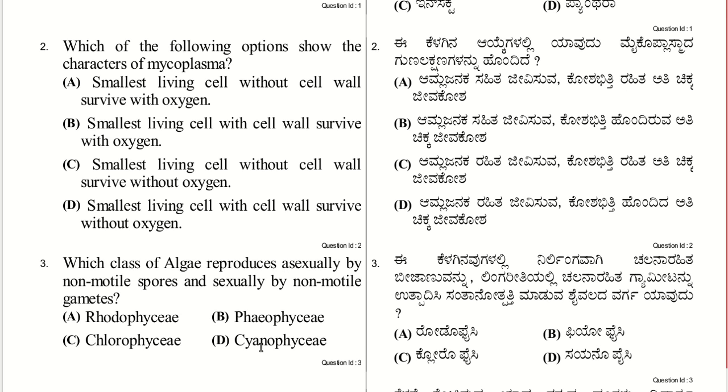The third question is: which class of algae reproduces asexually by non-motile spores and sexually by non-motile gametes? A, Rhodophyceae, red algae, that is the answer. The other things are all wrong. So Rhodophyceae or red algae is the right answer.